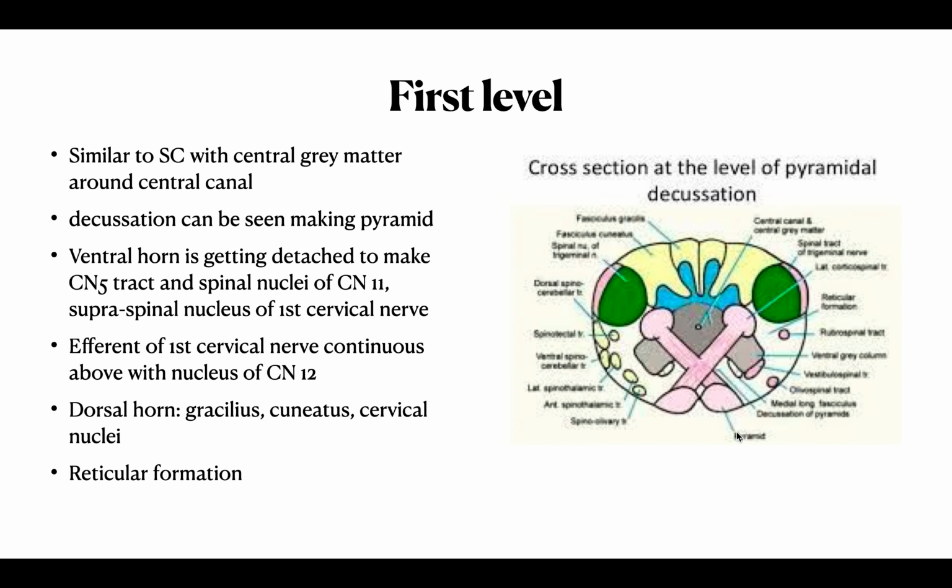So here's the decussation of the pyramids. Here is going to be the lateral spinothalamic tract, which is involved in pain and temperature. Here's the olivary, spino-olivary tract. So both would be mirror images, but the image is a little blurry, but they are trying to differentiate, but just know both are mirror images of each other.